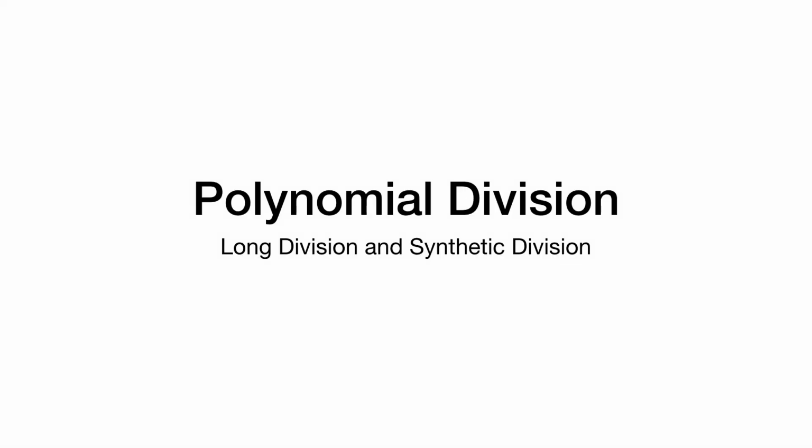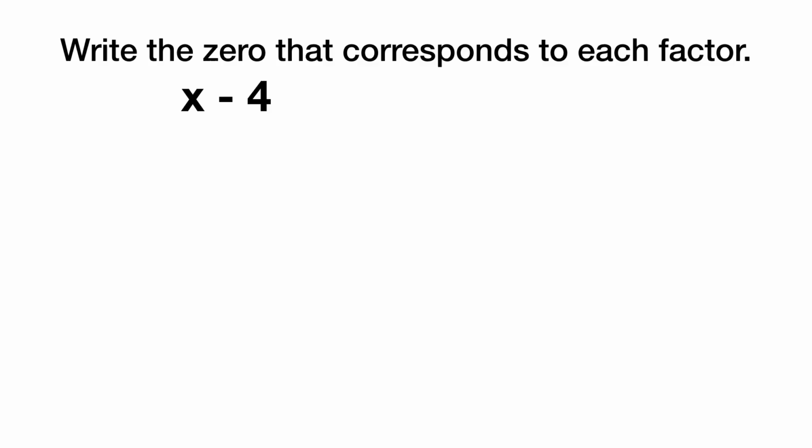So today we are going to talk about polynomial division, specifically long division and synthetic division. To start off, we're going to remind ourselves about how to find zeros. Here's our first one, x minus 4. What value makes this 0? Well, that would have to be x equals 4, because 4 minus 4 is 0.